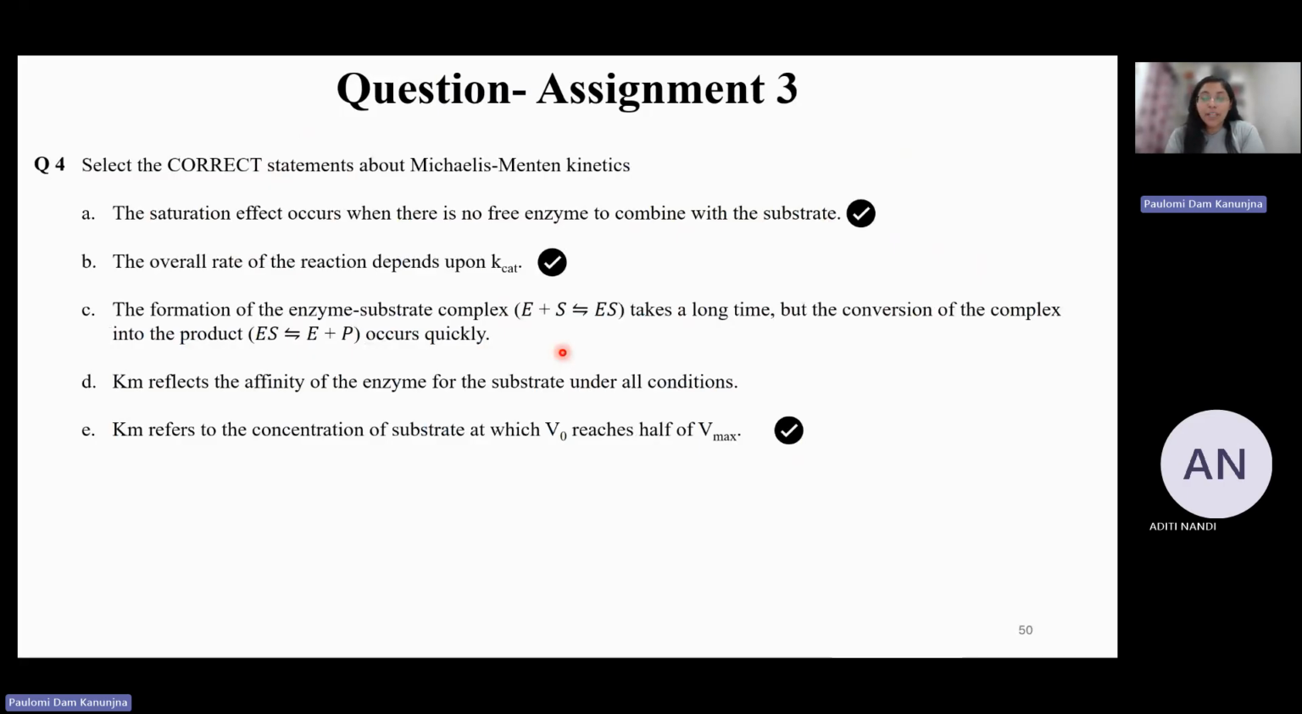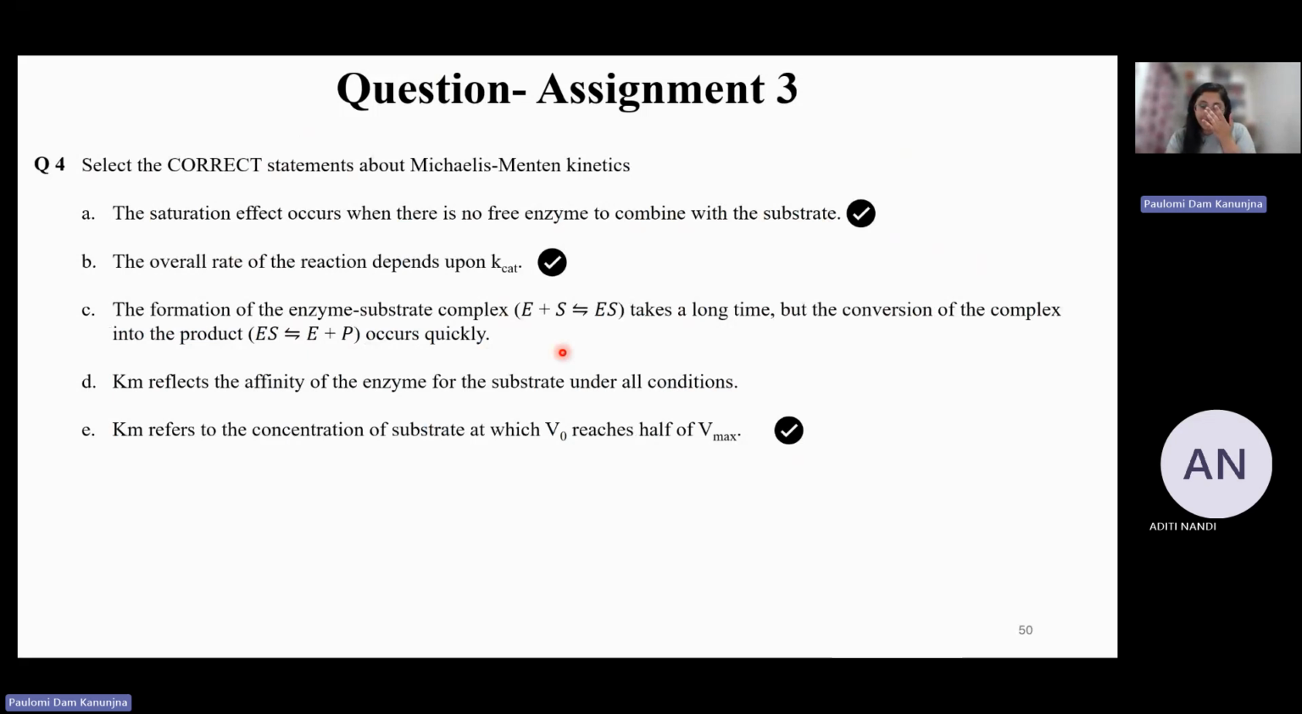Now the third one: the formation of enzyme substrate complex takes a long time, but the conversion of complex, which is ES, into product occurs quickly. It is incorrect because we have discussed, remember, formation of ES is fast, but the conversion of ES to product is slower, and that is mostly K2, the rate limiting step. The first one, E plus S to ES is K1, reverse is K minus 1. They are in equilibrium. But when you go to K2, which is ES to E plus P, the rate of that reaction is K2, and that is slower. That is the rate limiting step.